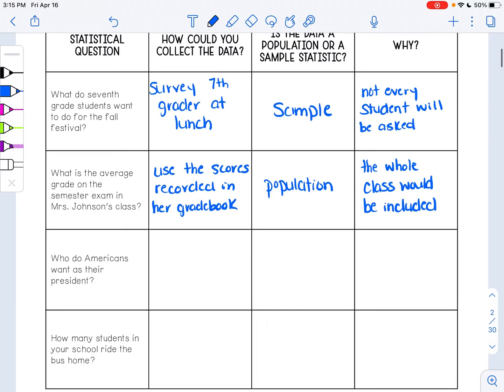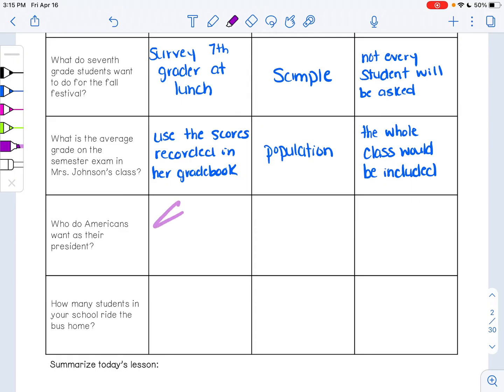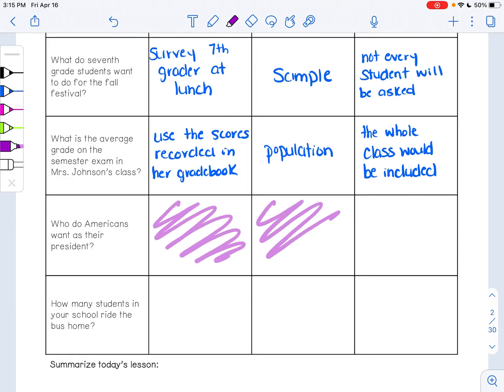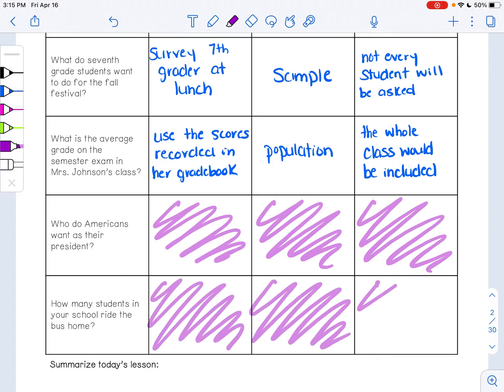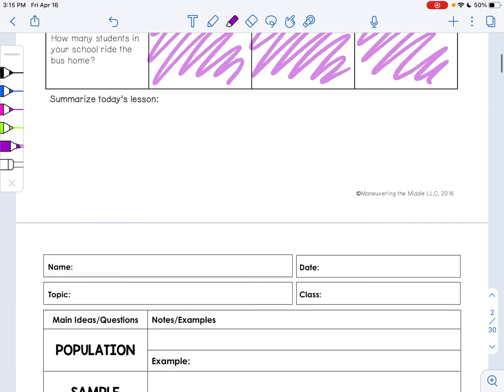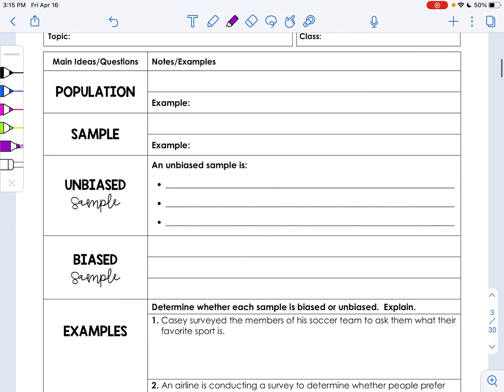Go ahead and highlight those next 2 rows, and then you can come back to those and answer those on your own. So let's get a little bit more in depth. So when we talk about a population, remember, a population is an entire group.